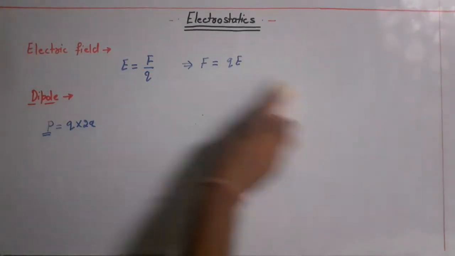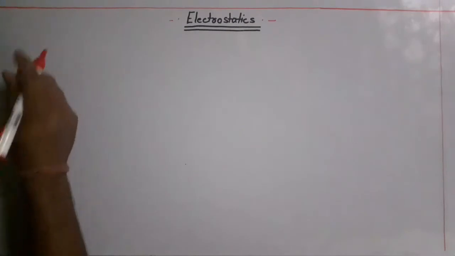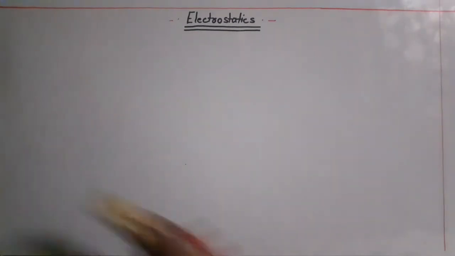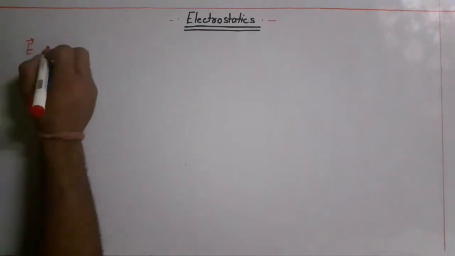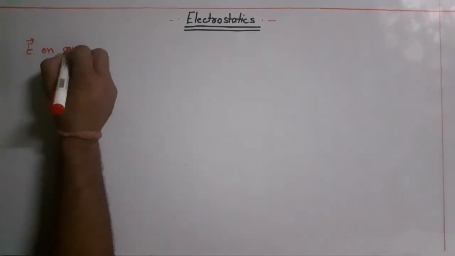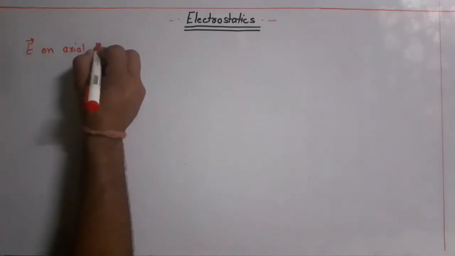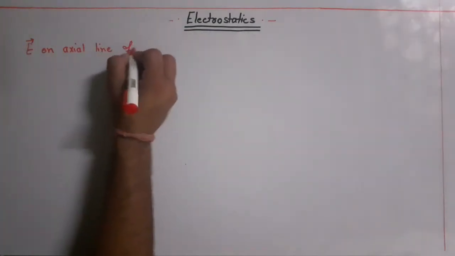Now let's come to the next topic. Our next topic is electric field due to a dipole. Now the electric field can be on the axial and equatorial line. So, electric field on the axial line of a dipole.